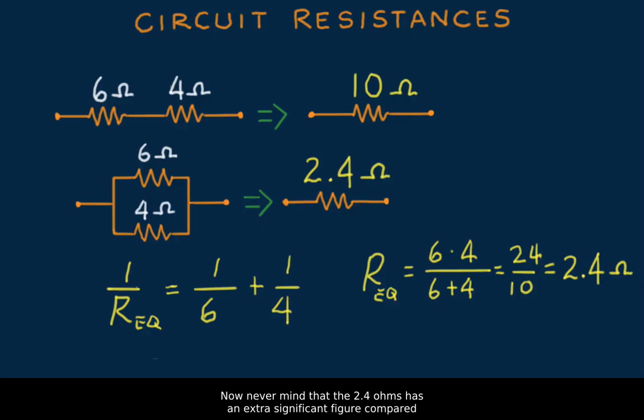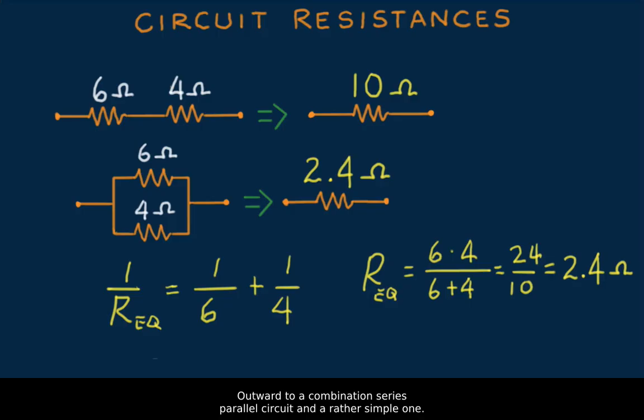Now never mind that the 2.4 ohms has an extra significant figure compared with the 6 and the 4 ohm resistors. At this stage, we'll put this kind of numerical accuracy in the back seat, okay? The idea to learn is that the voltage source sees a pair of resistors as a single one, 10 ohms when in series and 2.4 ohms when in parallel.